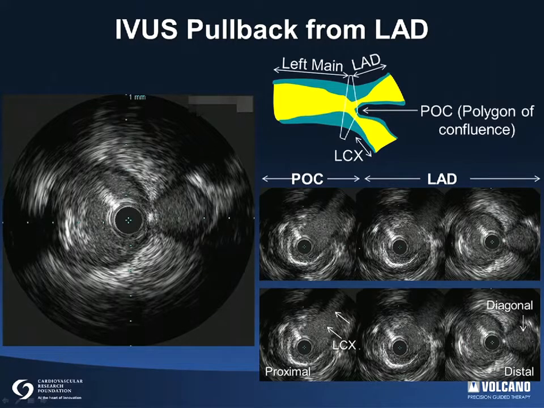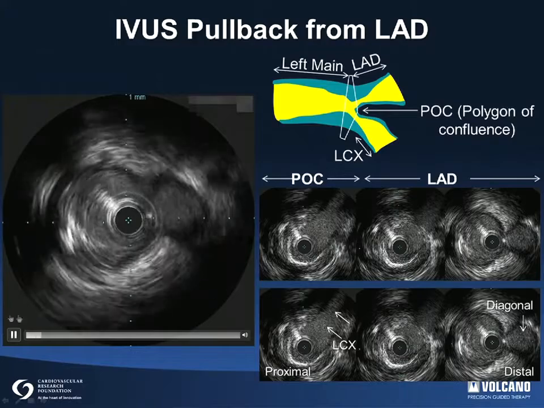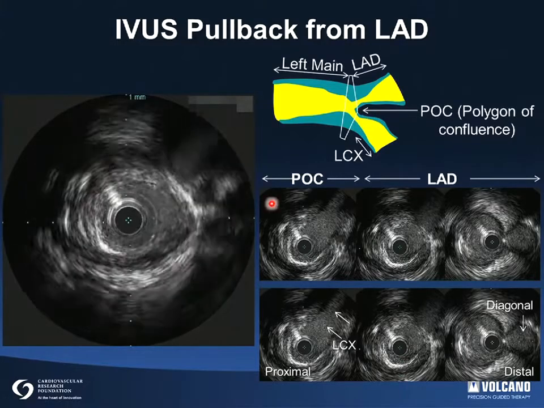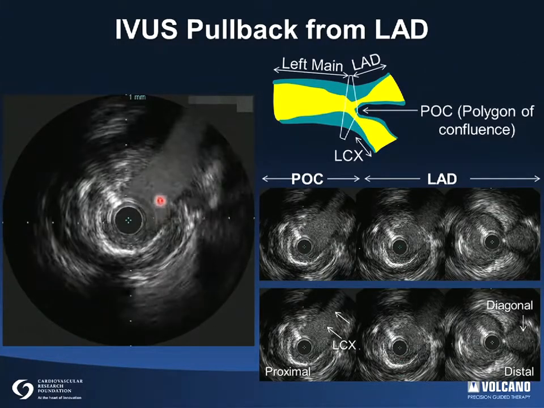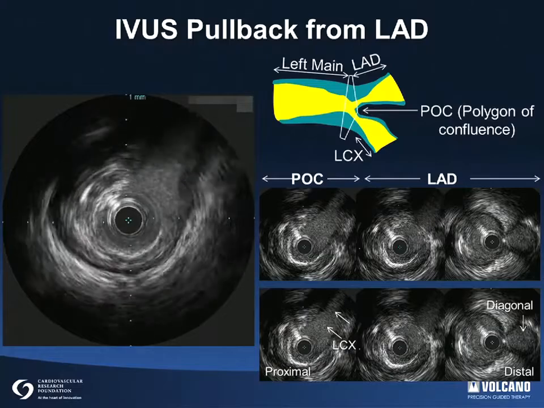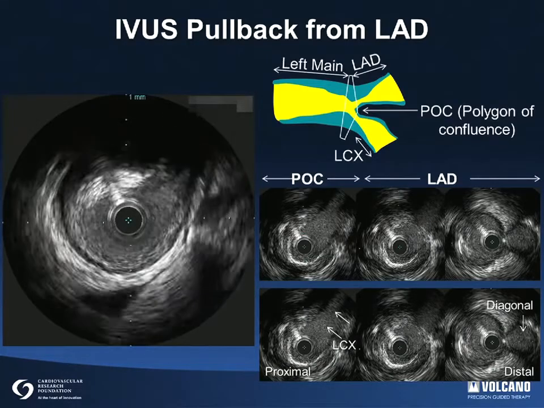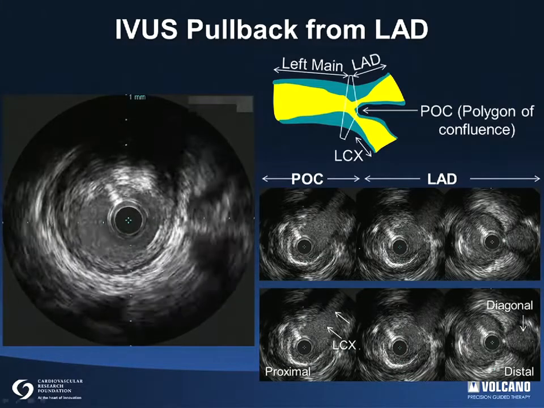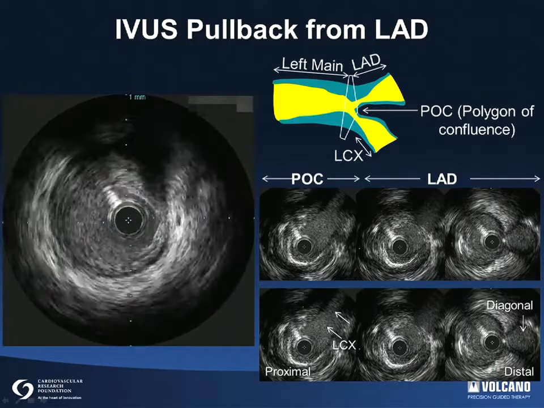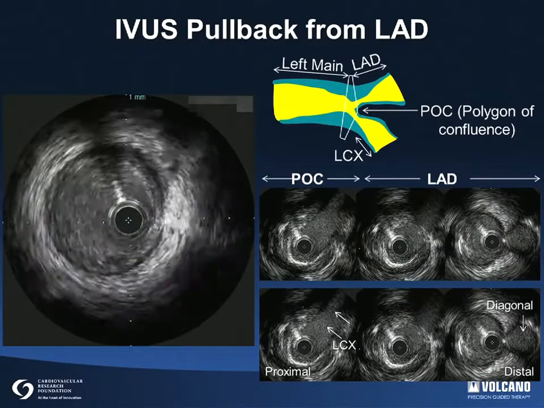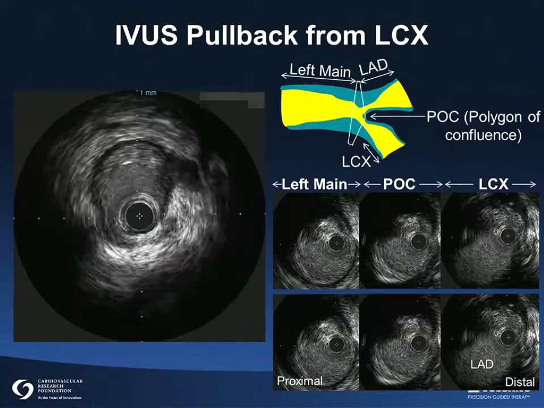The bifurcation segment is called the polygon of confluence. This IVUS pullback is from the LAD to the left main. The first diagonal branch appears at 3 o'clock, and then the left circumflex appears at 2 o'clock. Note the eccentric plaque opposite the diagonal branch and opposite the left circumflex that is greatest between these two branches.